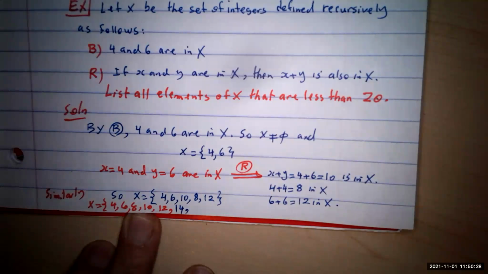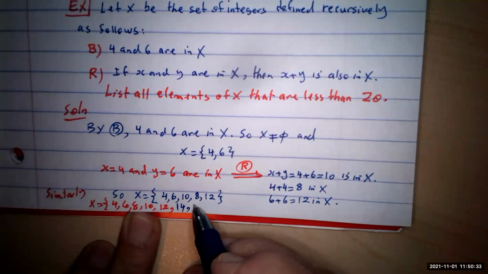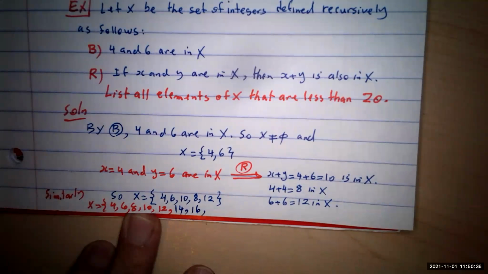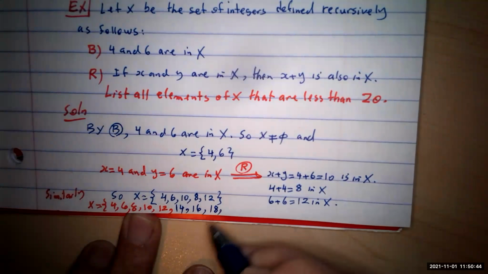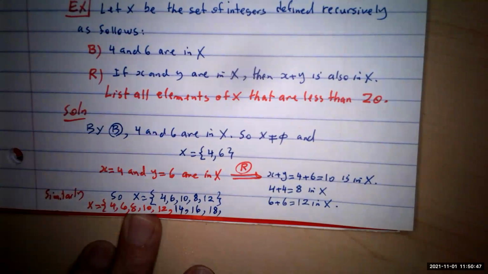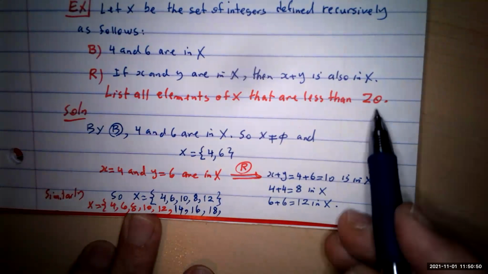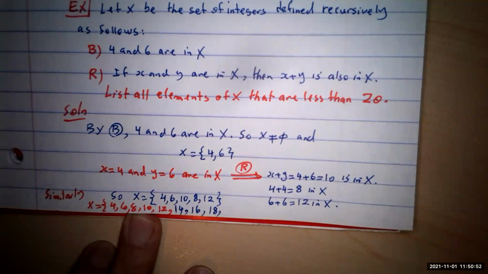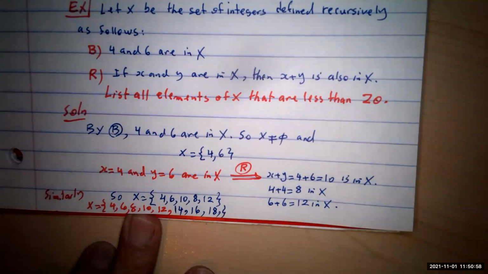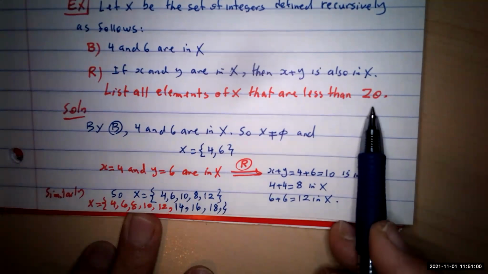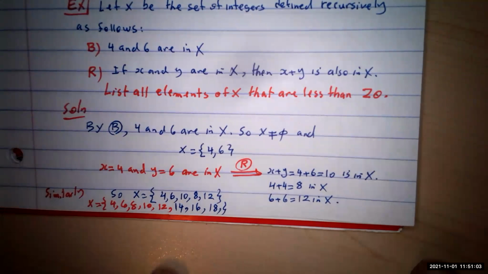We can do 8 plus 8 equal to 16. You are right. 8 plus 10 is equal to 18. Yes, 18. Anything else? And finally, 10 plus 10 is equal to 20. But they asked for less than 20, sorry. So no, that's it. That's it, because they asked for less than 20. This is all the possibility that you can have to be less than 20.